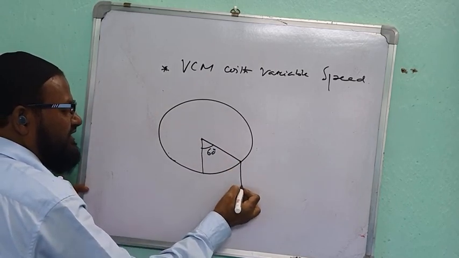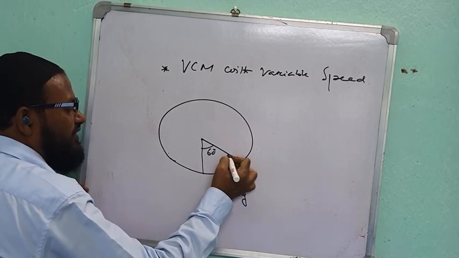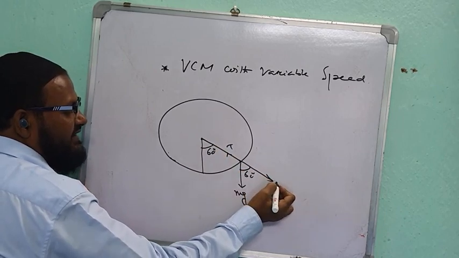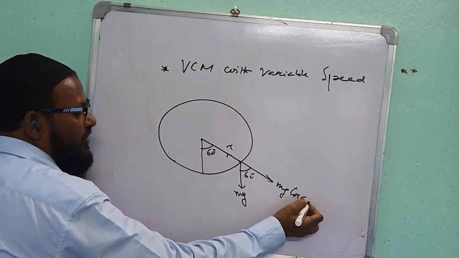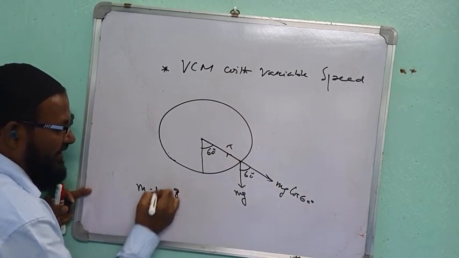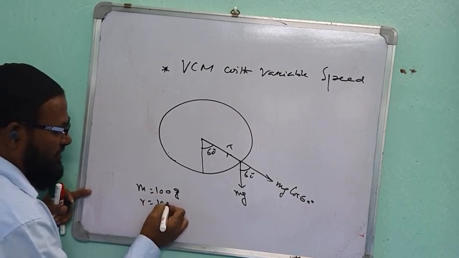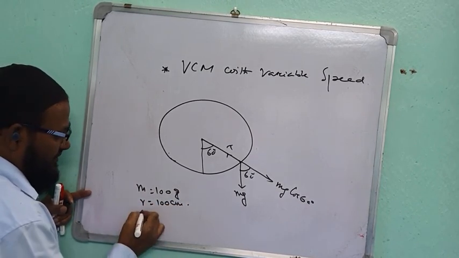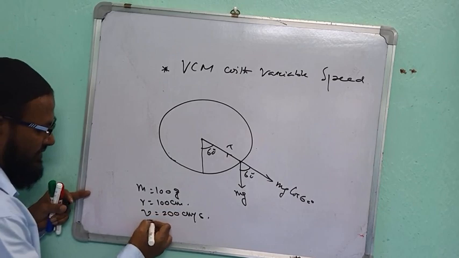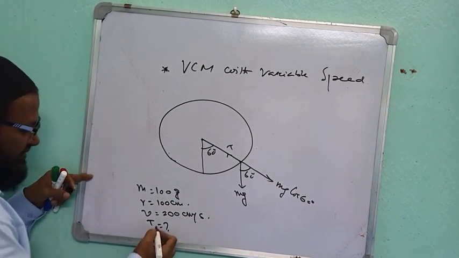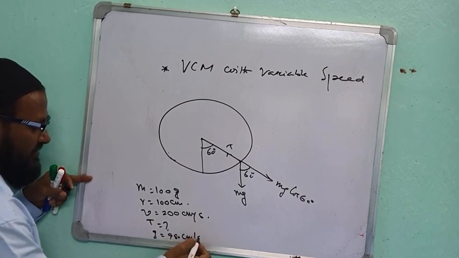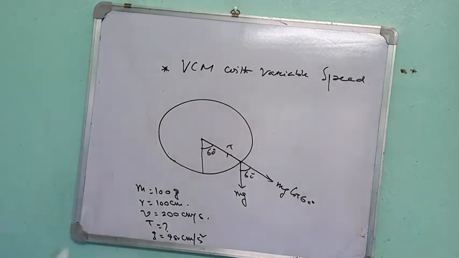In this position, what are the forces? I am drawing here. mg. What are the forces? This is 60 degree. What is this? mg cos 60 degree. In this case, m equal to 100 gram, r equal to 100 centimeter, v equal to 200 centimeter per second. What is the tension? This is the question. g, take 980 centimeter per second squared. This is the first question.